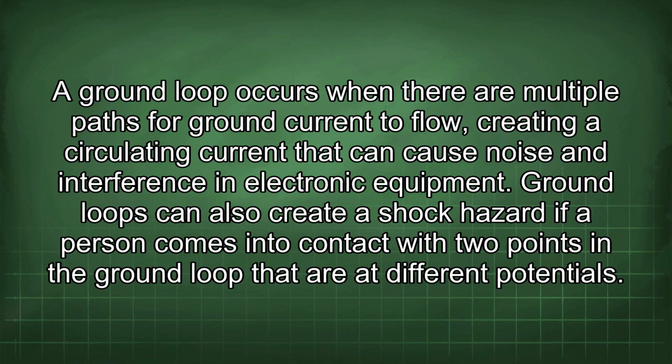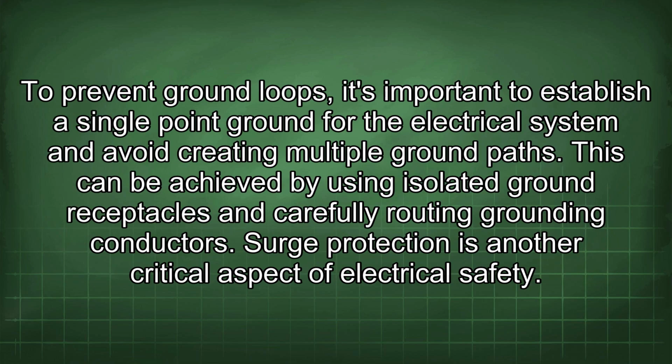Another important consideration is the concept of ground loops. A ground loop occurs when there are multiple paths for ground current to flow, creating a circulating current that can cause noise and interference in electronic equipment. Ground loops can also create a shock hazard if a person comes into contact with 2 points in the ground loop that are at different potentials. To prevent ground loops, it's important to establish a single point ground for the electrical system and avoid creating multiple ground paths. This can be achieved by using isolated ground receptacles and carefully routing grounding conductors.